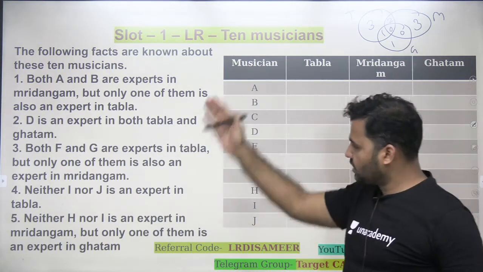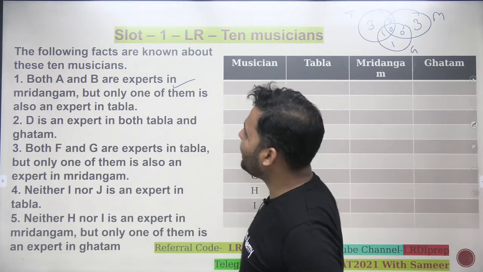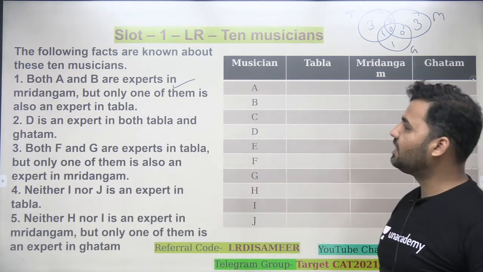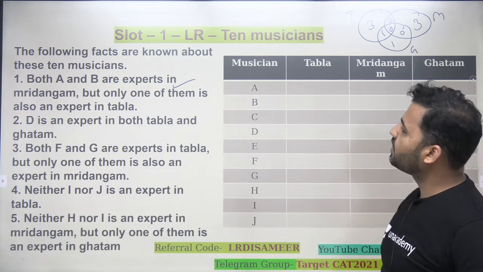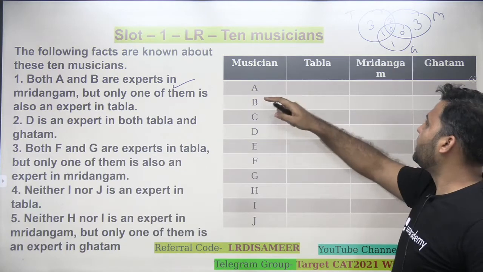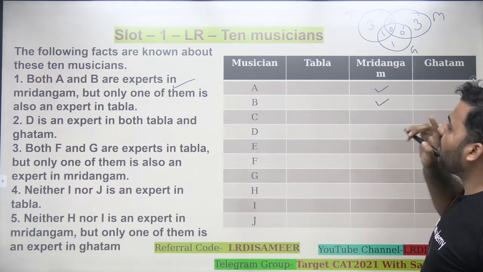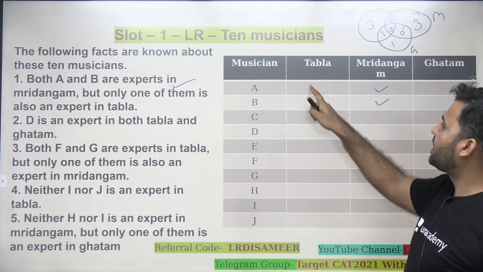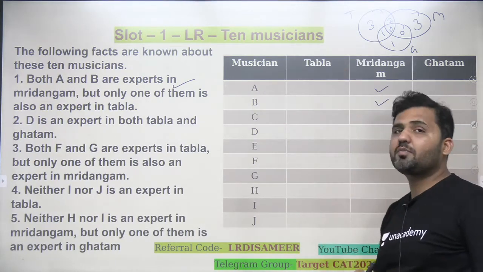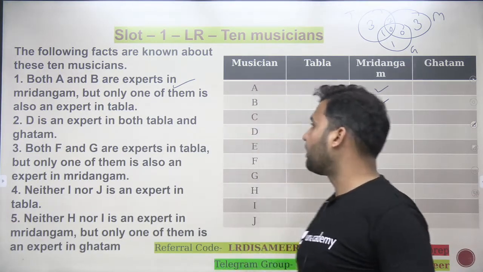Now let's use these hints to make our table. The first statement says both A and B are experts in mridangam, but only one of them is also an expert in tabla. That means A and B are both playing this instrument, but only one of them is also an expert in tabla. That means between A or B, there is only one person who is an expert in tabla.